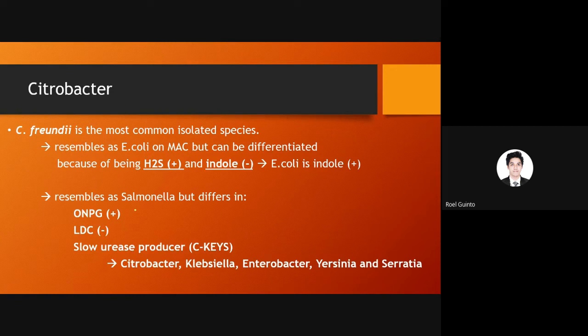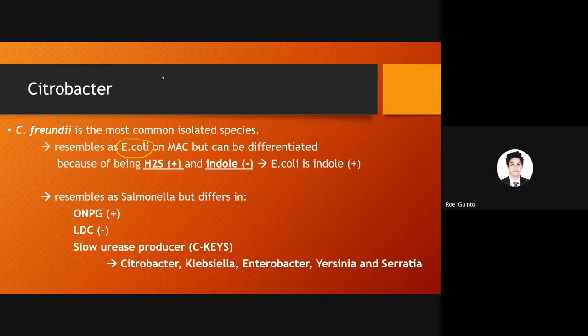Next, we have Citrobacter. So Citrobacter freundii is the most common isolated species. Resembles E. coli on McConkey. Kapag tumubo sila sa McConkey, mapagkakamalan siyang E. coli. Pero paano sila ma-differentiate? We need to perform what? Indole and H2S testing.